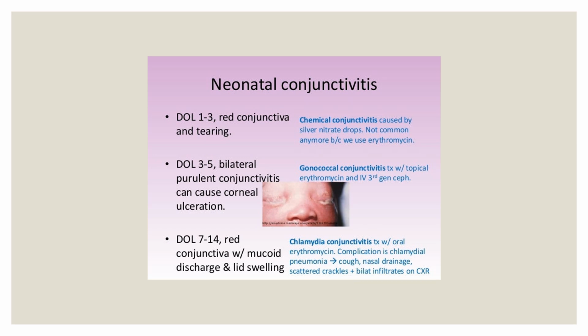Day 3 to 5, it is bilateral purulent, and they can also cause corneal ulceration, mainly by the gonococcal. We treat it with topical erythromycin. Okay, day 7 to 14, it is mainly chlamydial, and you have to give oral erythromycin because the topical may not be effective.